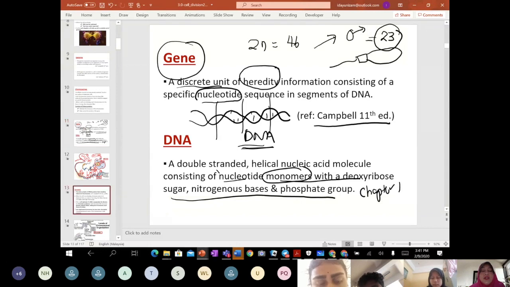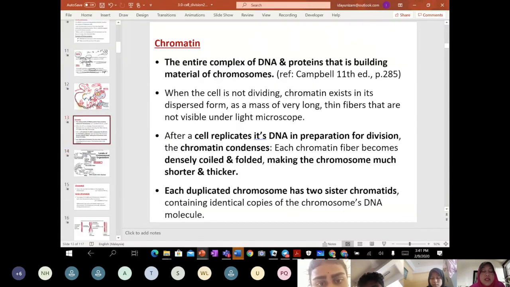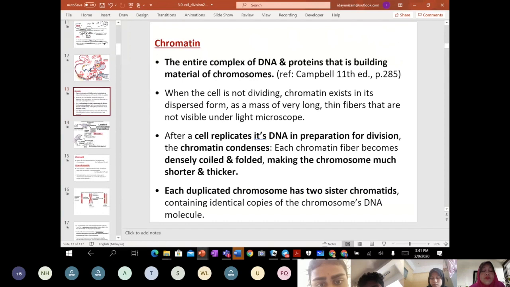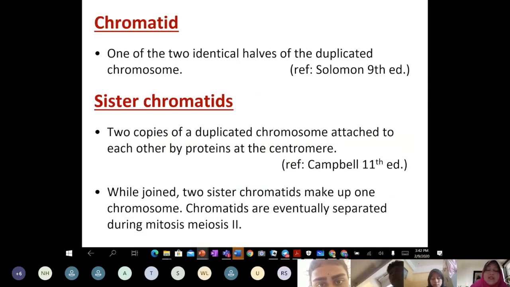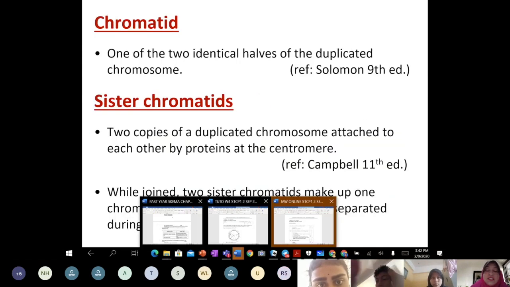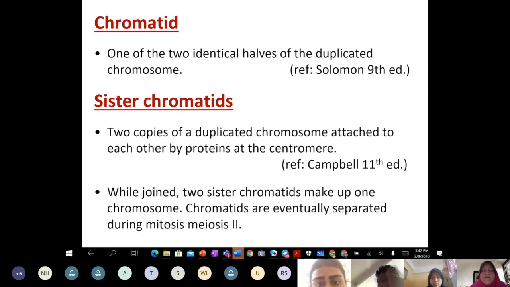Now next, we are going to explore one term known as chromatid. So let's label the question first. Let's discuss this question. Teacher provided you this question, right? Everybody, refer to this question.